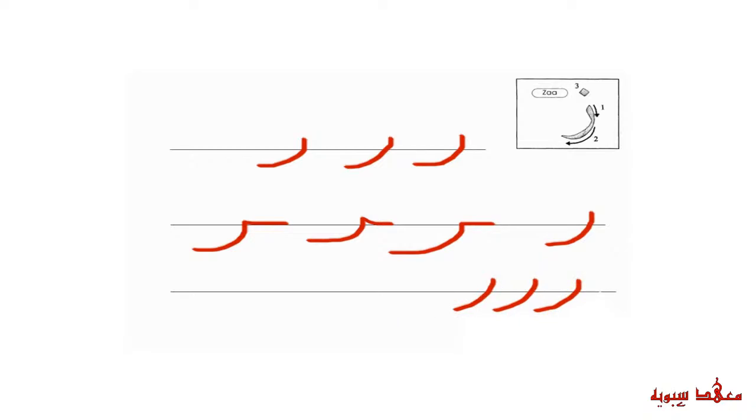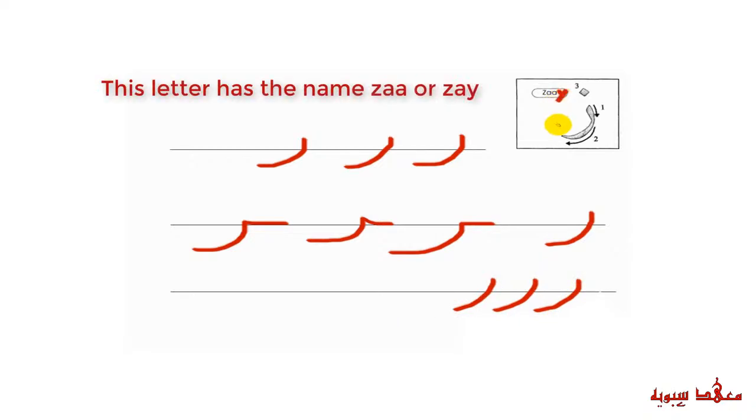Next letter is the zaay. And zaay is the same, except for the dot on top. Okay, next letter, the seen. So the seen is written as follows in the isolated form.